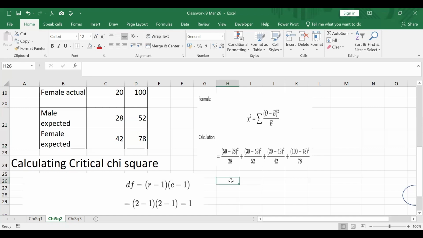And you can do it simply also. You can see that this is 50 minus 28, 22. 50 minus 20 is also 22. Plus or minus doesn't make a difference, because when you're squaring it, 20 minus 42 is minus 22. This is plus 22. 22 squared is common, so we can take it outside the bracket. What is left here is 1 by 28. Don't worry about any brackets here, because of the BODMAS rule: 1 by 52 plus 1 by 42 plus 1 by 78, bracket closed.